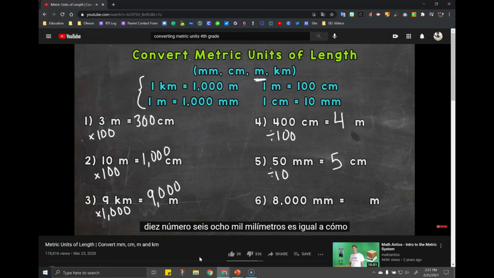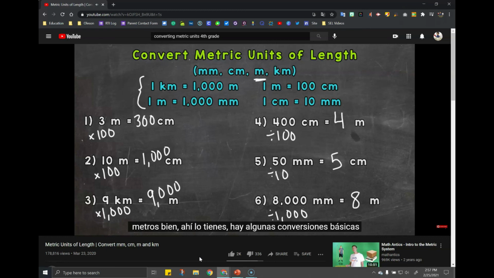Number 6, 8,000 millimeters equals how many meters? Well, there's 1,000 millimeters in every meter. So we need to split that 8,000 into groups of 1,000. Each one of those thousands is 1 meter. So millimeters to meters, divide by 1,000, and we get 8 meters.